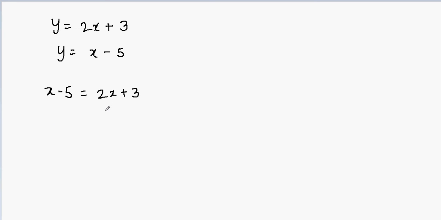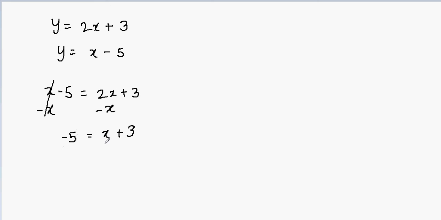So let's bring x to the right-hand side. I'll subtract x on both sides. Here x and x will cancel out each other. 2x minus x will be just 1x, and I can write that as x. And then I'll bring down plus 3. On the left-hand side, I'm left with negative 5.